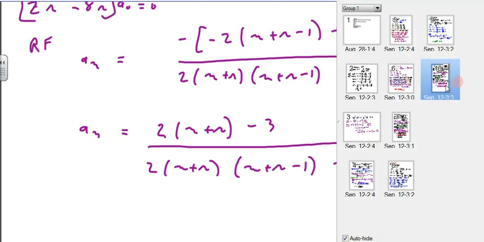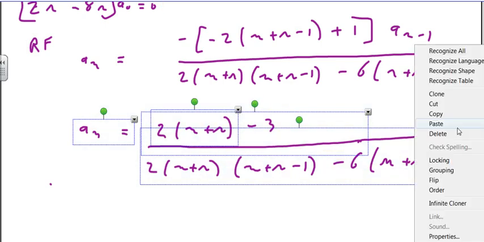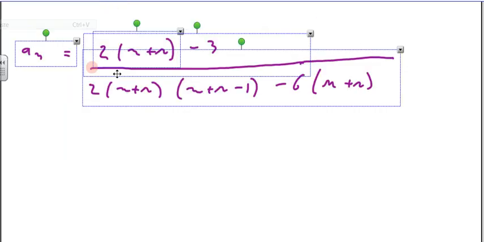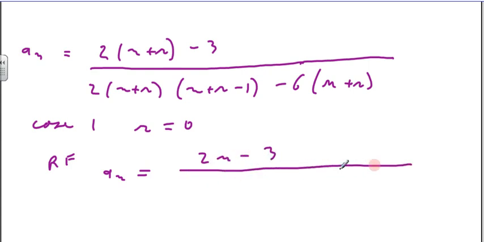I look over here and I see I'm filling up the page. So I'm going to take my recurring formula to the next page and do case 1. Copy. Okay, so case 1, r is equal to 0. When r is equal to 0, the recurring formula becomes a_n is equal to (2n - 3) divided by 2n(n - 1) - 6n.